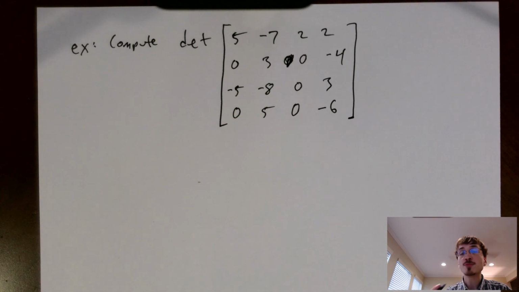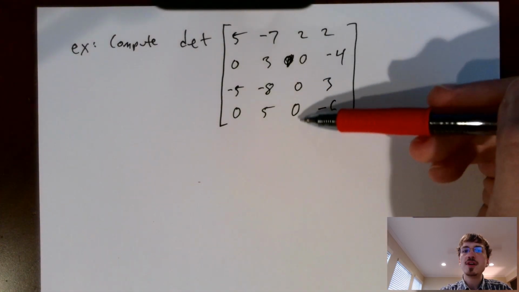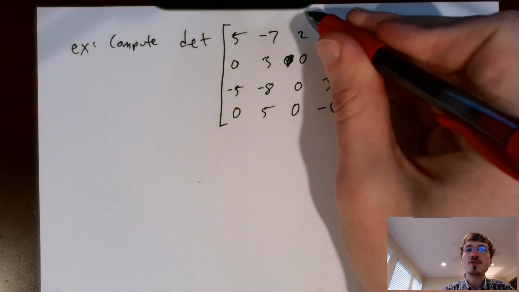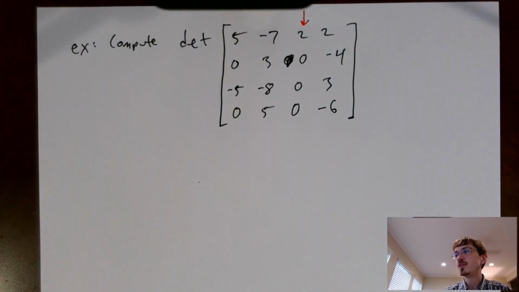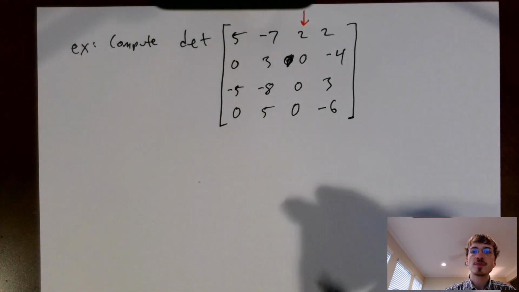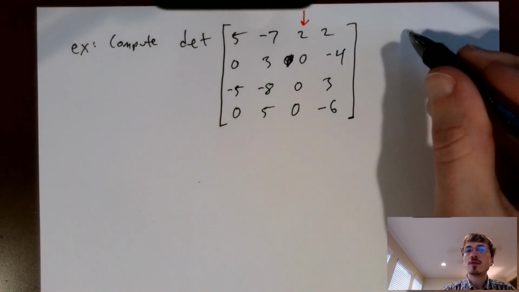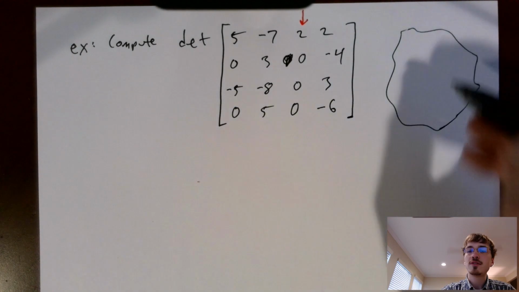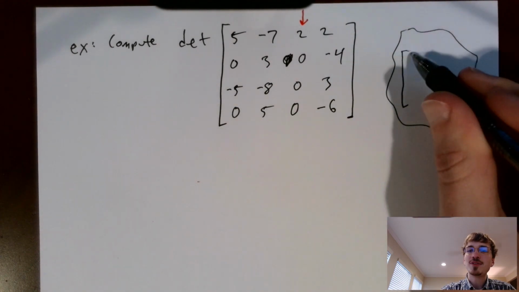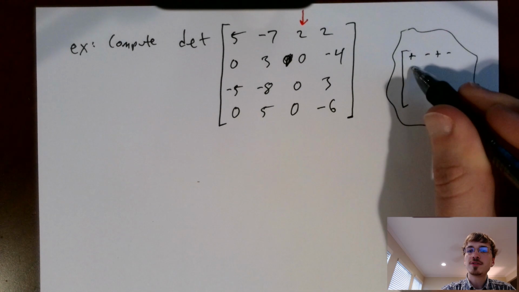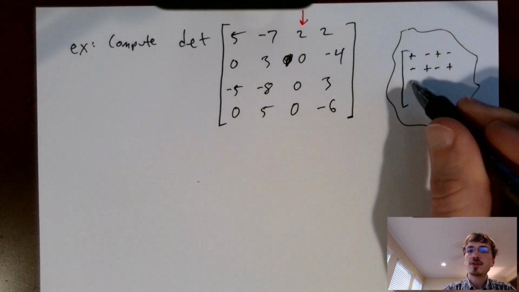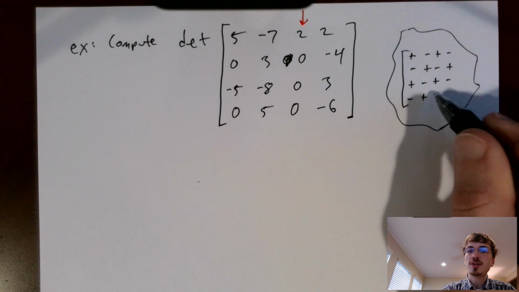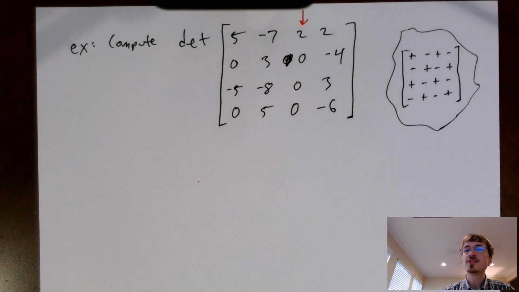Alright, so we're going to exploit the structure of this matrix in our first go at this. I see a lot of zeros in this third column, so I'm going to do cofactor expansion down the third column, and this is how I will expand this matrix. And remember, I know that I'm going to have a matrix with plus, minus, plus, minus, minus, plus, minus, plus, plus, minus, plus, minus, minus, plus, minus, plus, right? And as long as I remember this matrix, I will never go wrong and I'll get the signs correct.